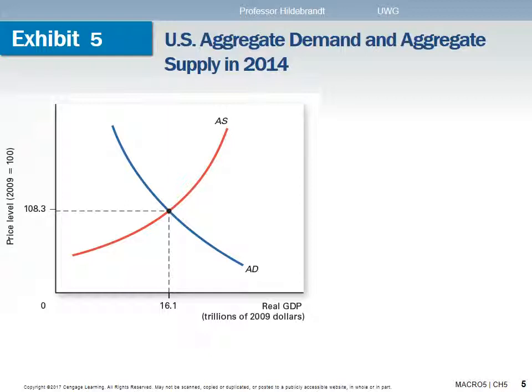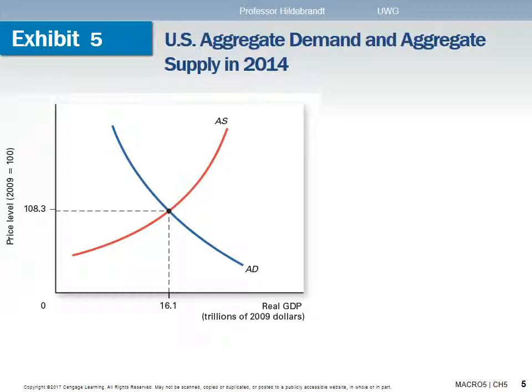And so in this economy in 2014, our total production was $16.1 trillion worth of goods and services, and our price level for that year was 108.3. Now notice over here on the side, it says that in 2009 it equaled 100. What does that mean? It means that for this graph, we're using 2009 as the base year. And so again, in the base year, the price index is always 100. You'll see why in a later video where we talk about how to calculate a price index.